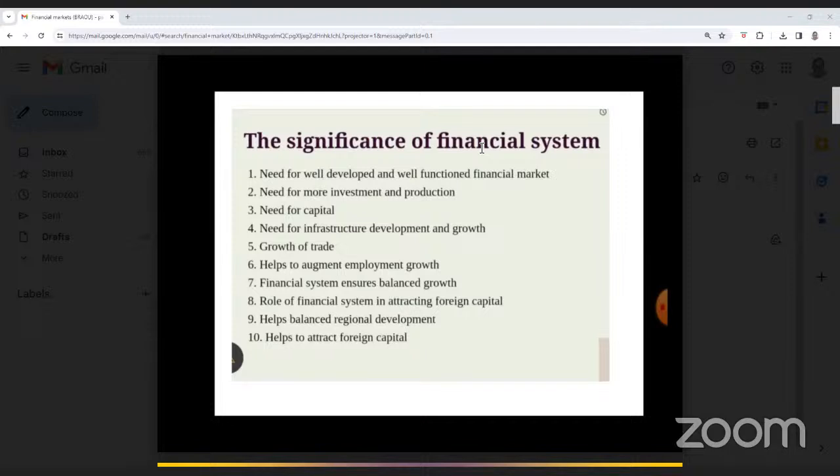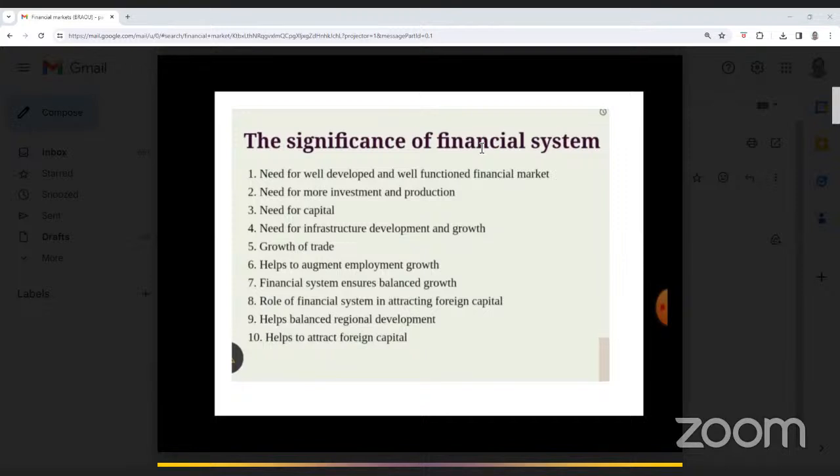And the financial system also ensures balanced growth. Means there should be a balanced growth of the economy. And the role of the financial system in attracting foreign capital. And even there is balanced regional development.